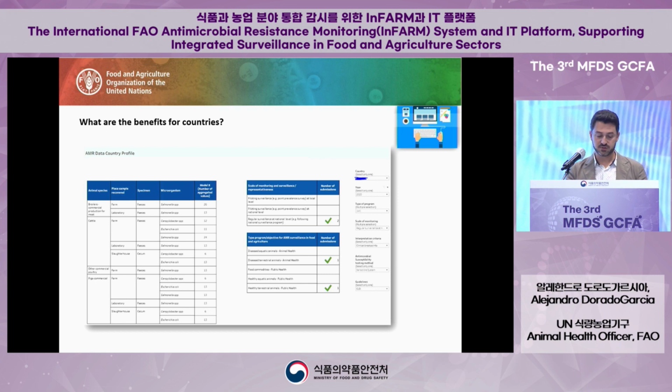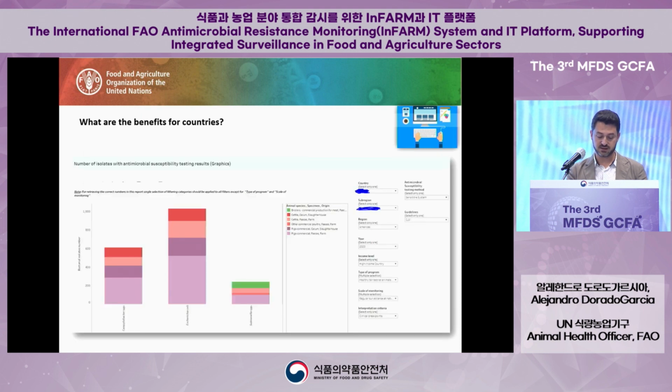All the dashboards always have different filtering options on the right, of course, because the filtering options are essential to understand and to interpret the data. So this is another type of dashboard, which is showing also the volume of isolates submitted in the system for different bacterial species according to the specimen, origin, etc. And this can also be filtered by year, scale of monitoring, interpretation criteria, etc.